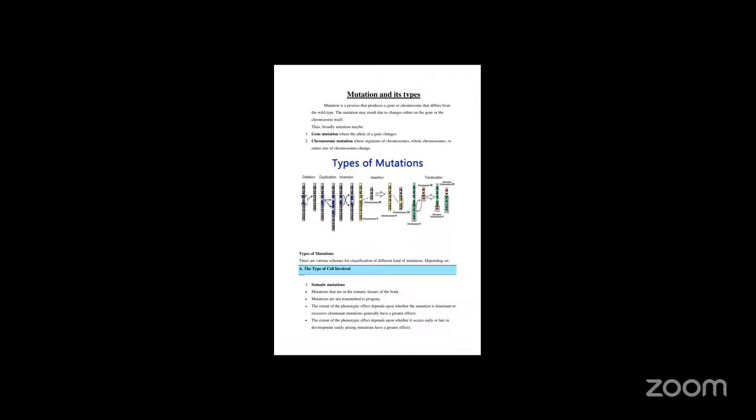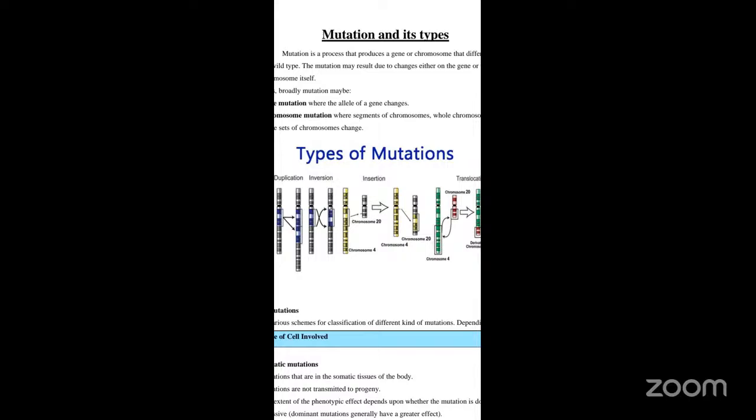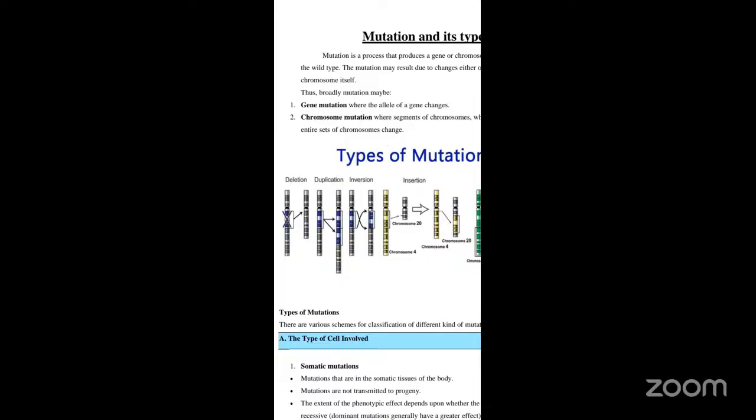Okay, now coming to the next topic, that is mutations. Now we will see what mutations are. Mutations are sudden changes in the genome sequence or sudden changes in the gene. A mutation is a heritable change, or a process that produces a gene or chromosome that helps in the production of a wild type of chromosome. So here the mutation may result due to many changes. It may be either on the gene or on the chromosome itself. So basically, we talk about two different types of mutations. One is called the gene mutation and the other one is called the chromosome mutation.